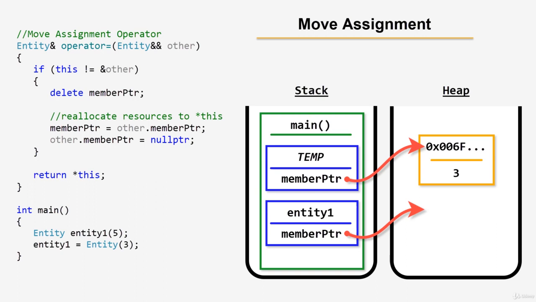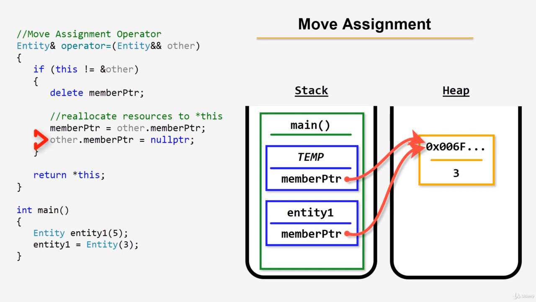In the next two statements, we want to reallocate the resources to the calling object, to the object that we assign to, in this case entity 1. So we assign other.memberPointer to the member pointer again of the calling object. That will copy over the address, not the value. That means that both the member pointer of the temporary object and the member pointer of entity 1 will now point to the same dynamic variable on the heap.